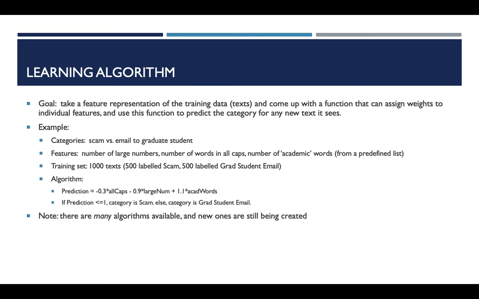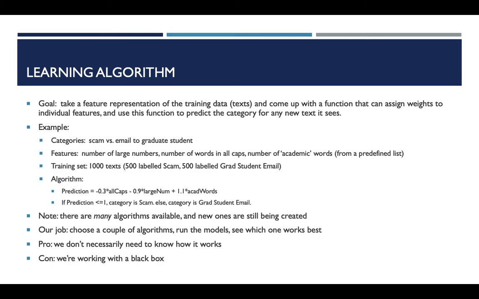It's an area of research, so note that this is a very simple example, but it gets the point across. And so our job will be to choose a couple of algorithms, run our models, right? Run our training set and our test set using the different algorithms that we choose, see which algorithm works the best, because some algorithms might return better results than others, because the computer will make mistakes, and you want to try to minimize the number of mistakes that it makes.